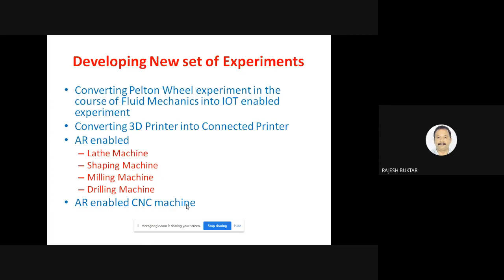As I said, it is a disruptive technology. The old ways and methods of working will be gone. Whatever machines are available in your workshop, or whatever practicals are available in the computer field, can all be considered for replacement using IoT and AR. At SPC, we now have AR enabled lathe machine, shaping machine, milling machine and drilling machine. Of late, we purchased a CNC machine under TEQIP funds, and now we are developing AR sequences for CNC machines also.